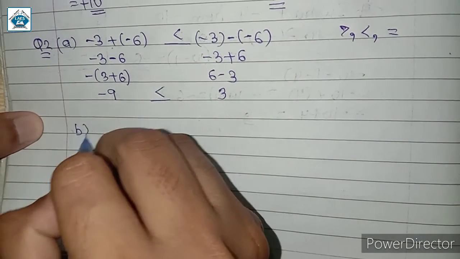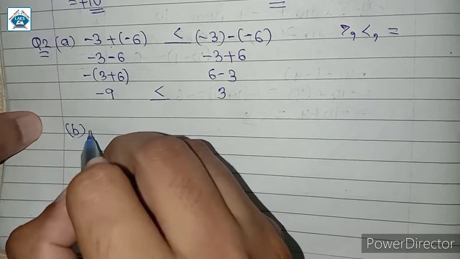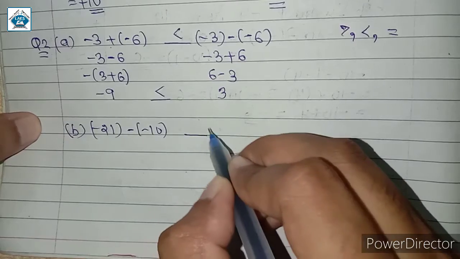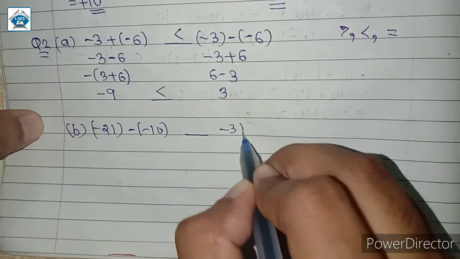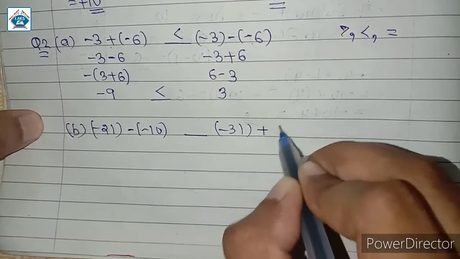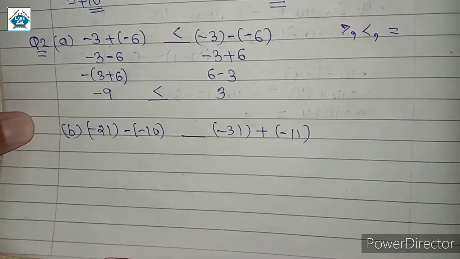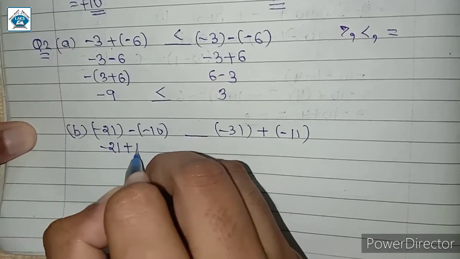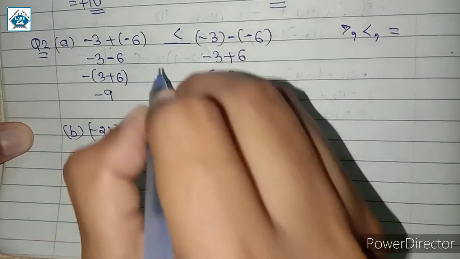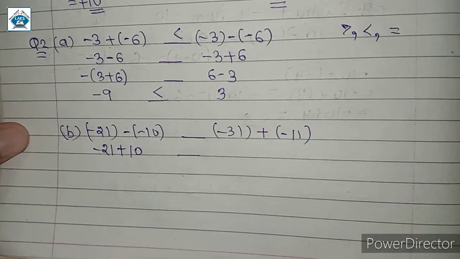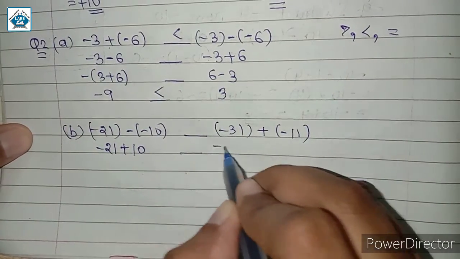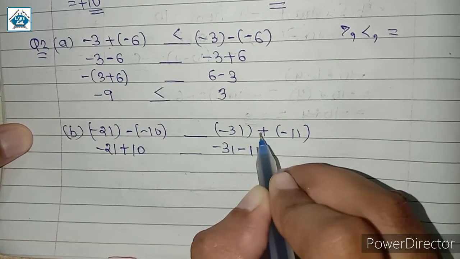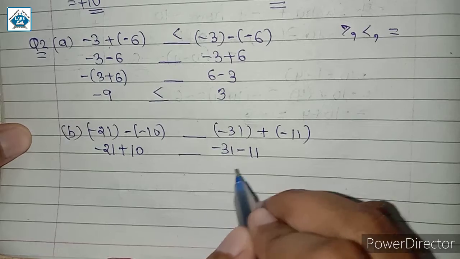Similarly, in the next question, we are asked to compare between minus 21 minus 10. There is a blank space and then we have minus 31 plus minus 11. So again we will solve these. Then here we have minus 21, minus into minus we have plus 10. There is a blank space here also, you can keep the blank space as it is. हाँ, यहाँ पे coming back here we have minus 31 and this is minus 11. Minus and plus and minus or minus and plus we get minus.